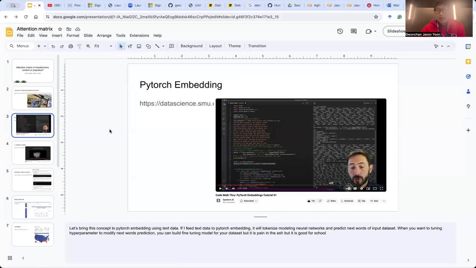Let's bring this concept to PyTorch embedding using text data. If I need to put text data into PyTorch embedding, I will tokenize it, model neural networks, and predict the next words of the input data set. When you want to tune hyperparameters to modify next-word prediction, you can build a fine-tuning model for your data set, but it's a pain, though it's good for school. And if you pay a lot of money, like asking a lot of money from Samsung, maybe you can do that. Build up a very huge team, like 300 people for data science.